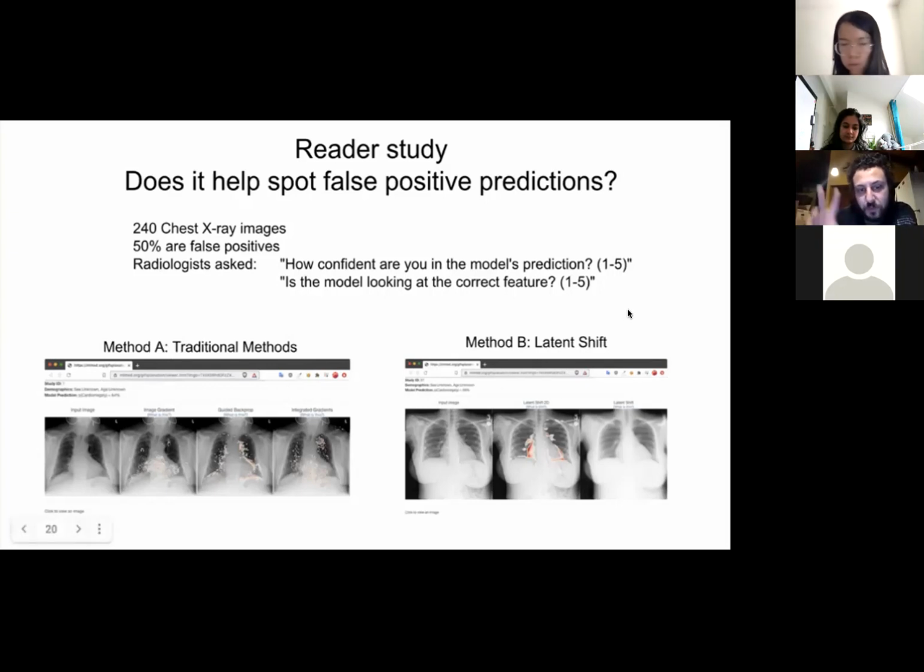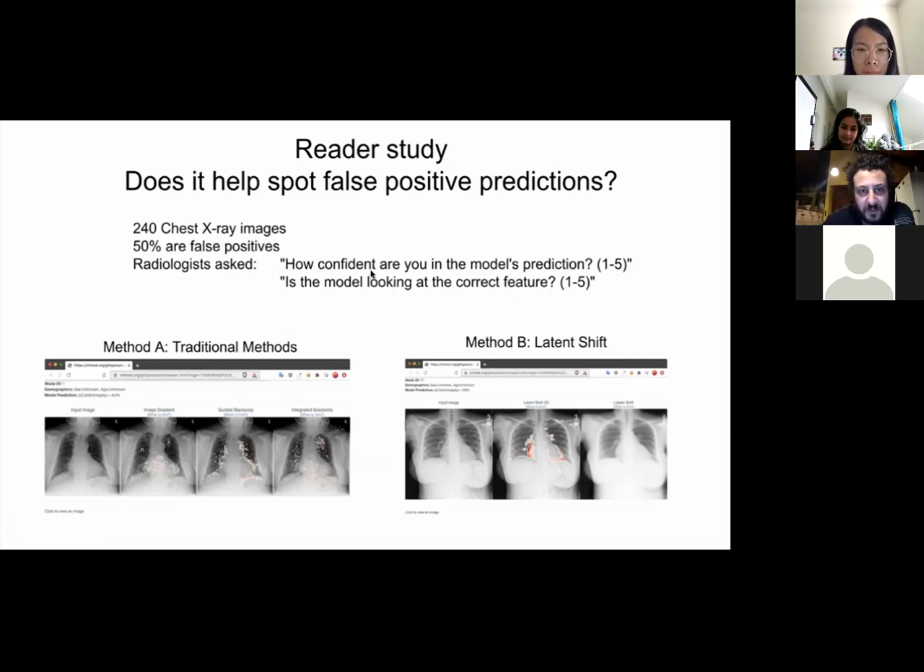Method A is the traditional method, so this input gradient and the basic salience map approaches. Method B is the latent shift approach only, so they don't see that version. All they see is the 2D latent shift as well as the animated GIF, right? And they're asked two questions: how confident are you in the model's prediction, and is the model looking at the correct feature?